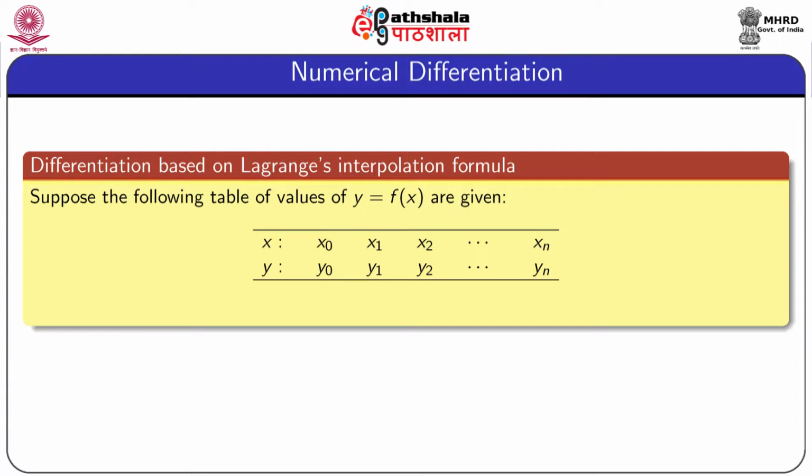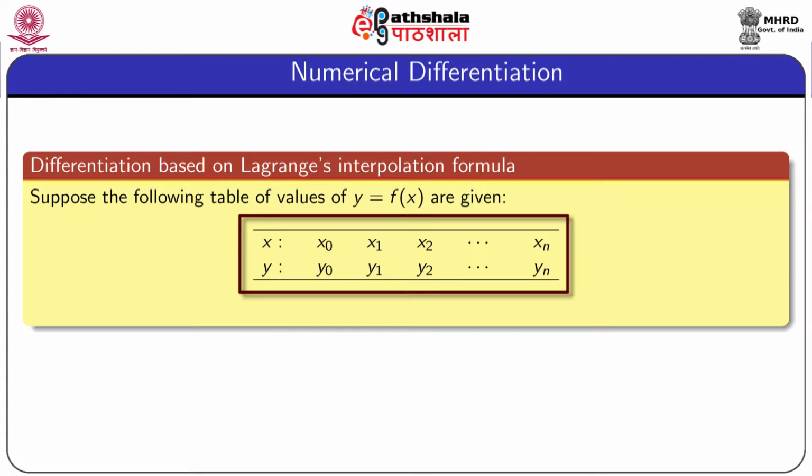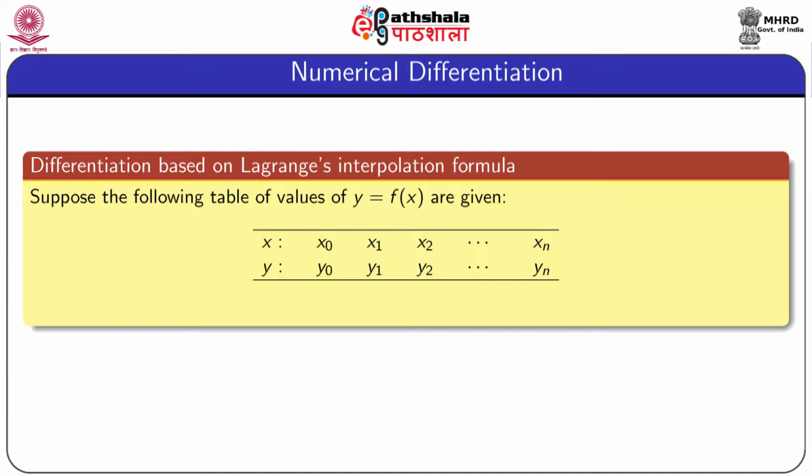Suppose the following table of values of y equal to f(x) is given. That means the values of x and y are given at the arguments x0, x1, x2 up to xn. If the function is given in explicit form, then from that function we can construct this table of values. Note that the arguments x0, x1, x2 up to xn are not necessarily equispaced.